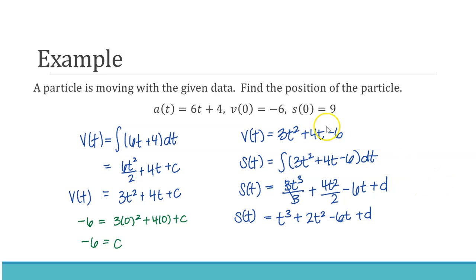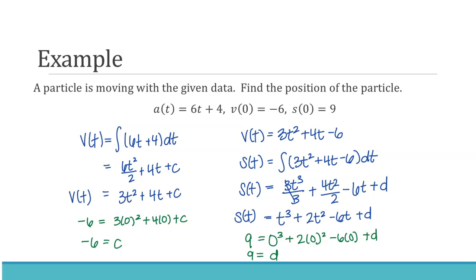And I know that when I plug in 0 into position, 9 comes out. So a 9 comes out when 0 is substituted in to each t. And it's kind of nice again, right? All of these t terms zero out, and I end up with just d is equal to 9.